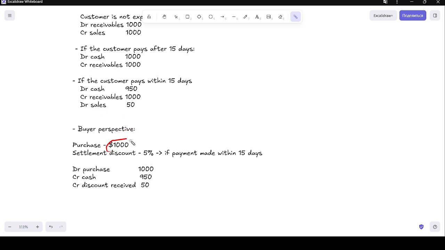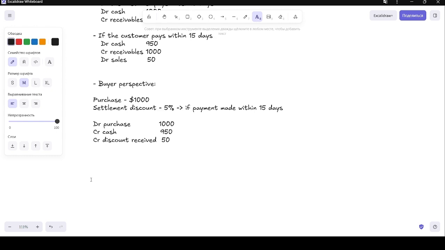You are making a $1,000 purchase and the settlement discount is 5%. If the payment is made within 15 days, that will be $1,000 purchase on the debit side. You are paying by cash $950, and you will receive a discount of $50. There is no problem. And what happens if you pay after 15 days? It will be debit purchase $1,000 and credit payables will be also $1,000. No problem.